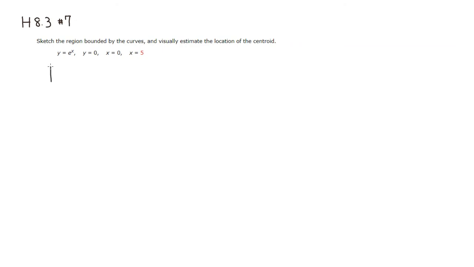So we have the y-axis here, and here's the x-axis. And you have e to the x, so that's just an increasing exponential function. Let's say it's going to look something like that. Then you're going from 0 to 5. It's not the right scale, but I'm going to put 5 here. So we're talking about this region right here. So this is the region.